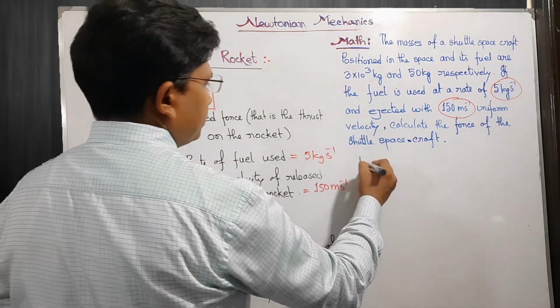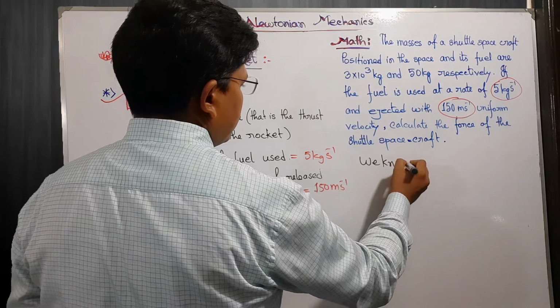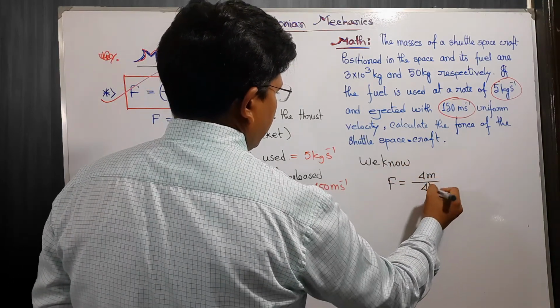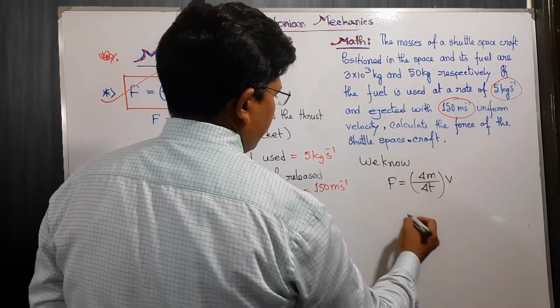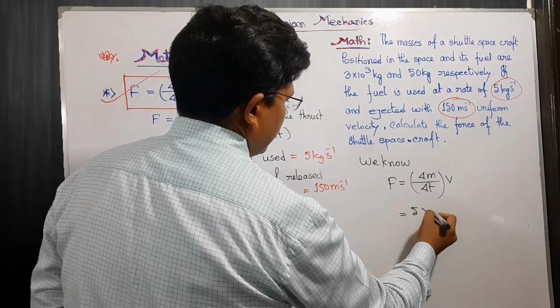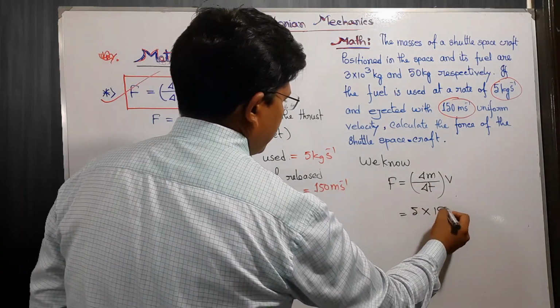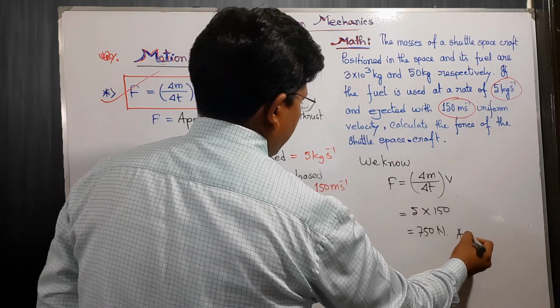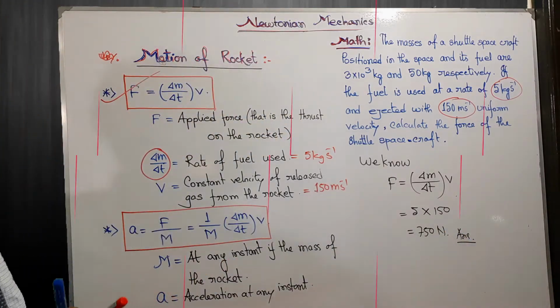We know F equals del m by del t times V. Del m by del t is 5 and V is 150, that means 750 Newton. Very easy to solve this math.